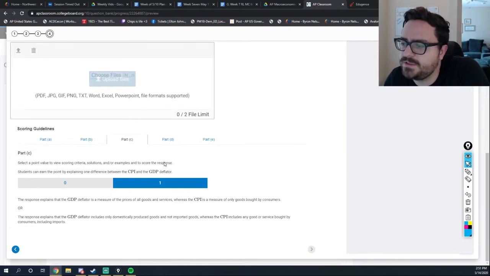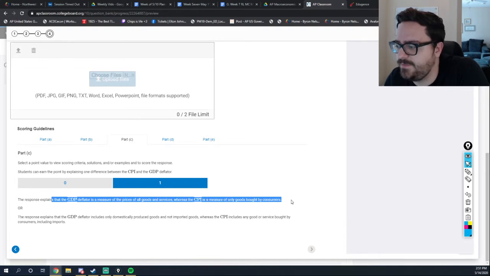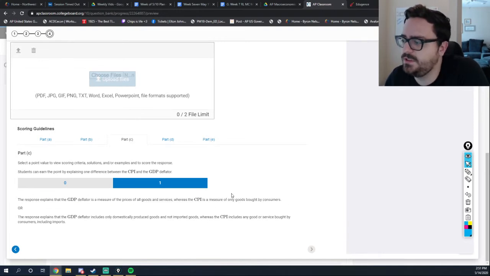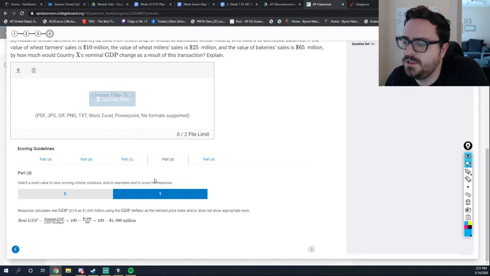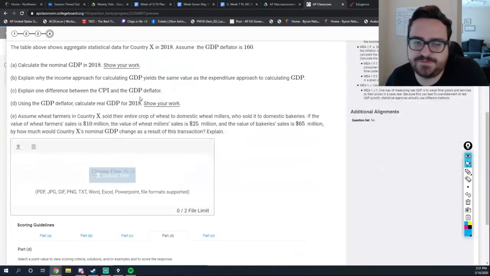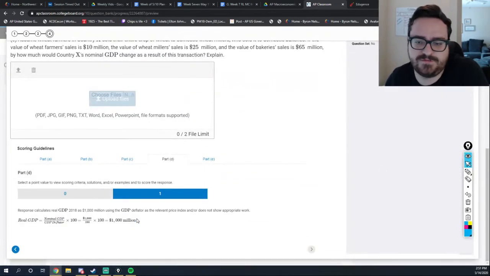Part C, one difference is that it's a measure of all goods and services, whereas CPI measures only goods bought by consumers. Easy. That's what I mentioned. Part D is 1,000 million, because this was in millions, so that's fine. They usually wouldn't care if you left off the million part.